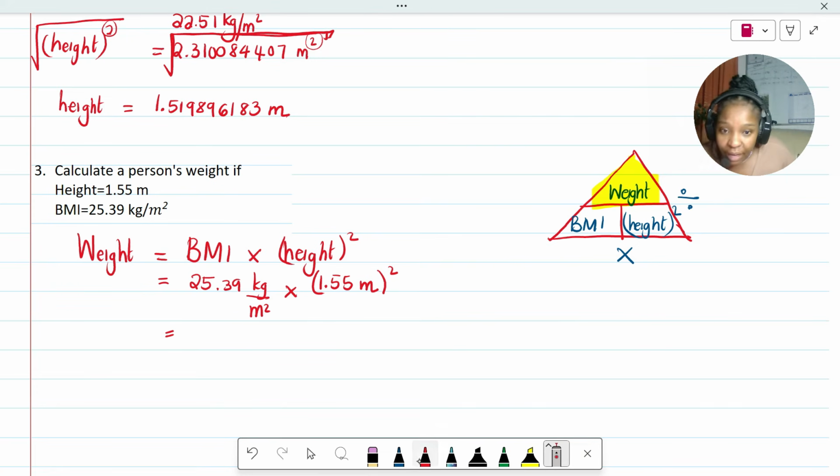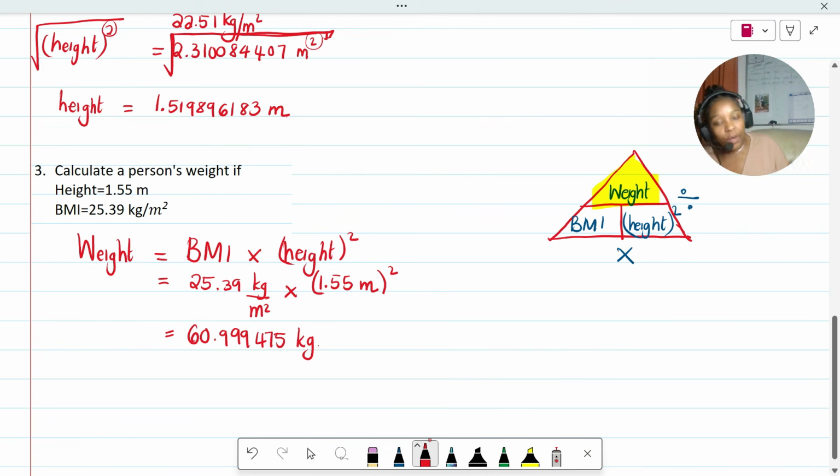Right, cool stuff. So let's put this into your calculator: 25.39 multiplied by, open bracket, 1.55, close bracket, all squared. Remember, it is height squared. So it's the height all squared. That's basically what I did there. And therefore, it's going to be 60.999475. Remember, this is weight, so it's kilograms.